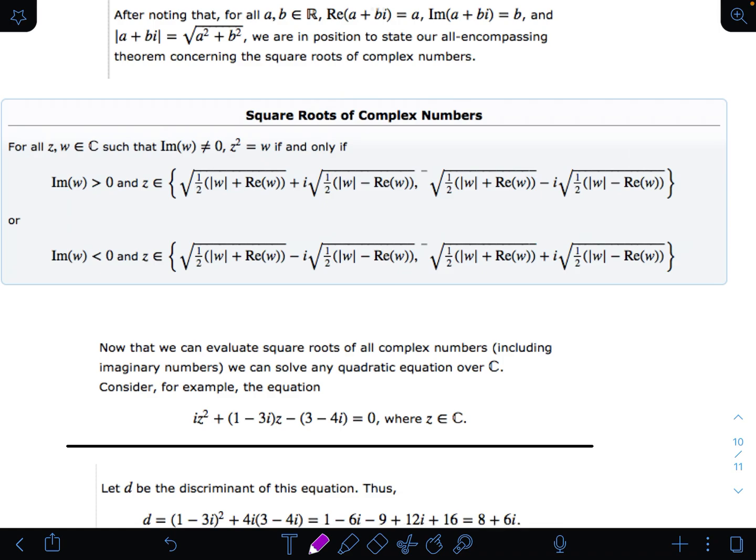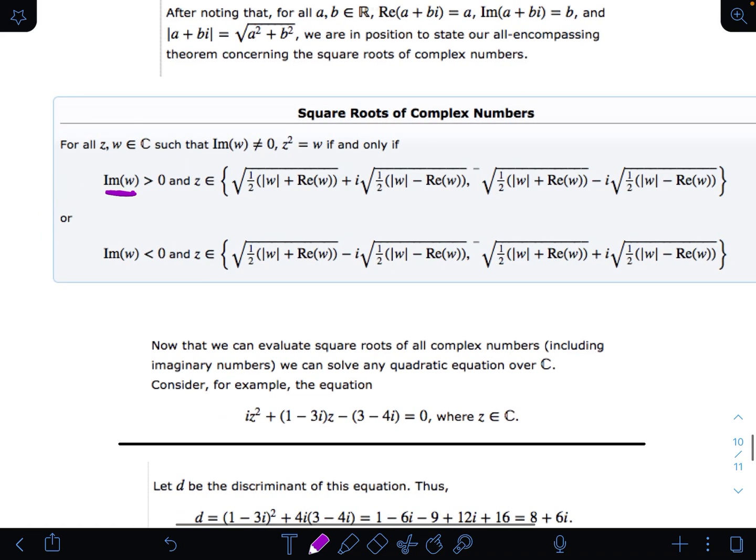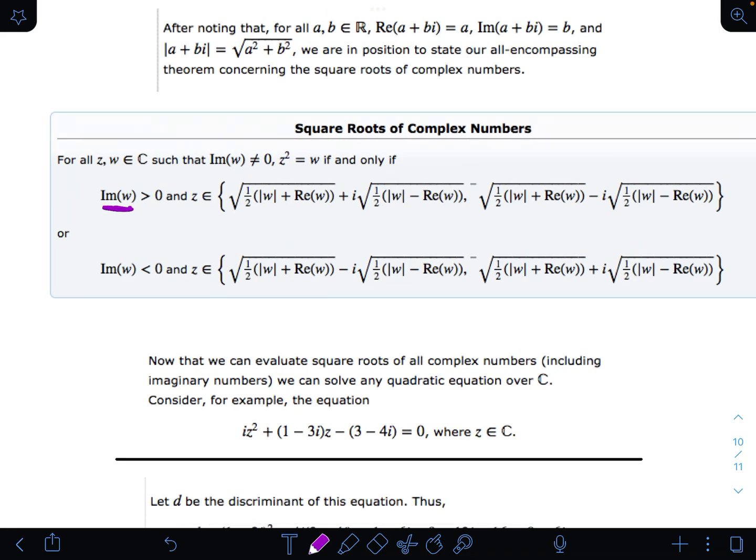So there's a couple of different rules involved here, and this is the part that you've got to pay close attention to. If the imaginary part of the complex number in question, because if we say z squared is equal to w like this, okay. So all right. Let's back up for 1 second. Again, this is saying the imaginary part, right? If w is greater than 0, then the solutions for z are going to be this whole expression.